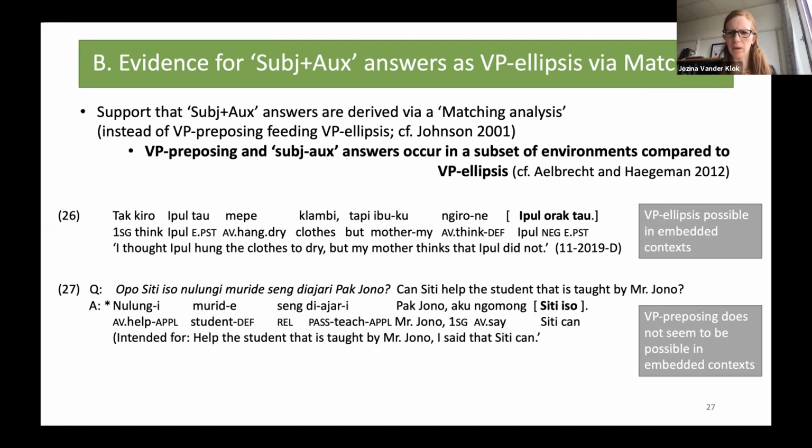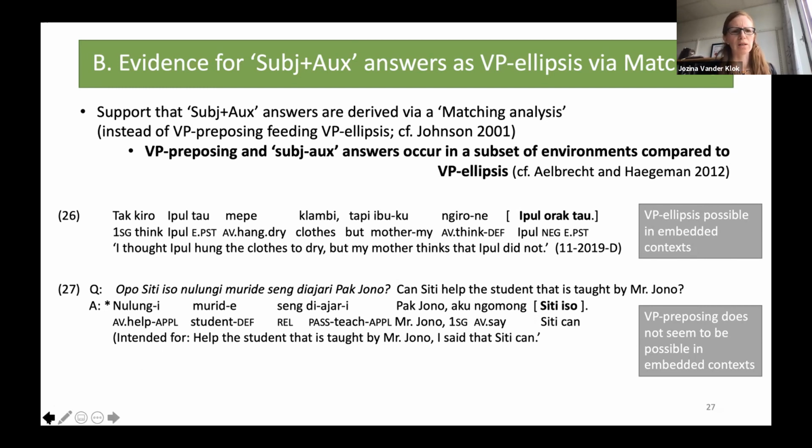However, VP preposing does not seem to be possible in embedded context. So I tried to do this under a question where you have the overt VP preposing, and here's the embedded. I said that Siti can help the student that is taught by Mr. Jono, and where help the student that is taught by Mr. Jono is preposed. I don't have an example where it's preposed underneath the matrix verb. So that could be possible, one thing to explore.